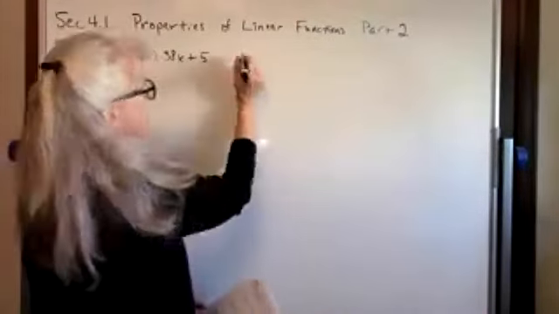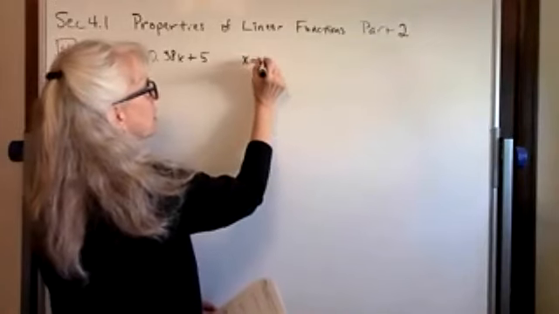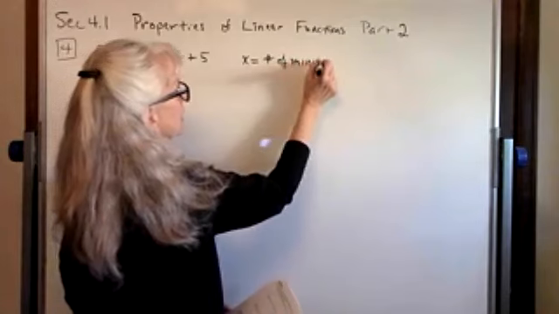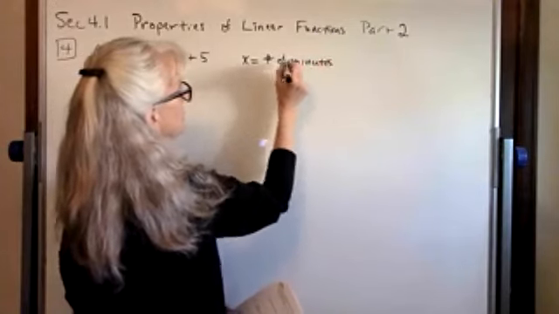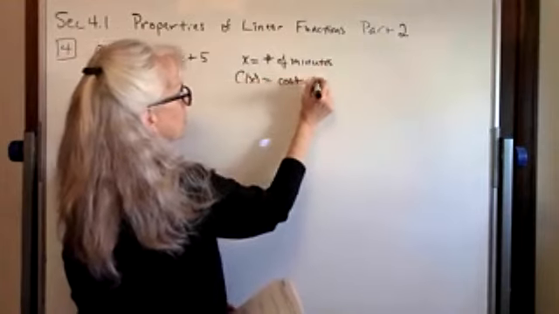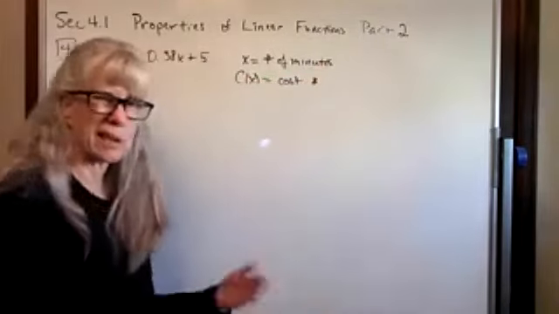So I'm just going to write down over here just so I know what my variables are. So x is the number of minutes, and then c is the cost of those minutes, so it's going to be in terms of dollars. So that helps me keep track of the units.